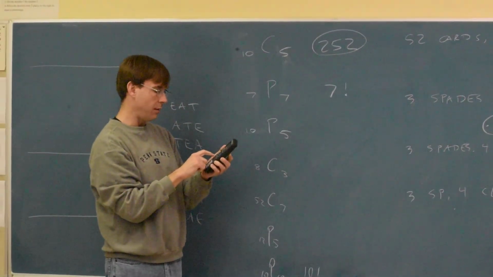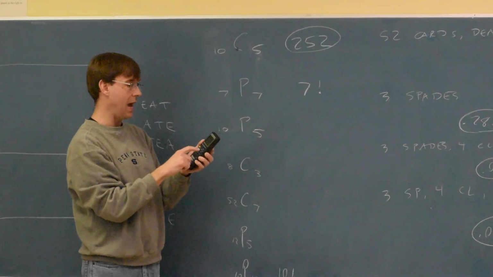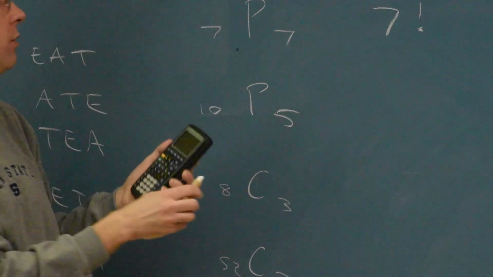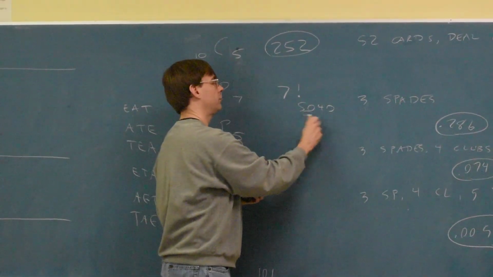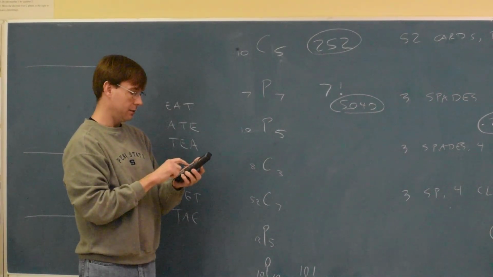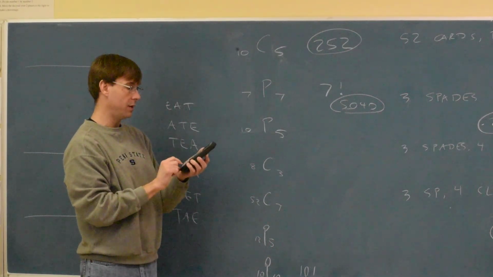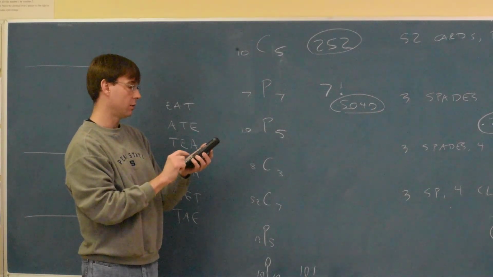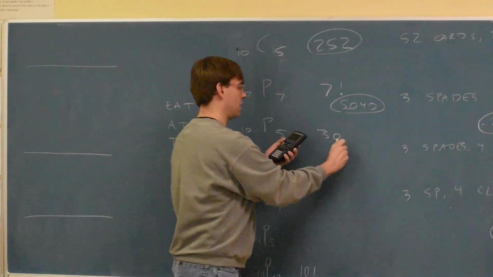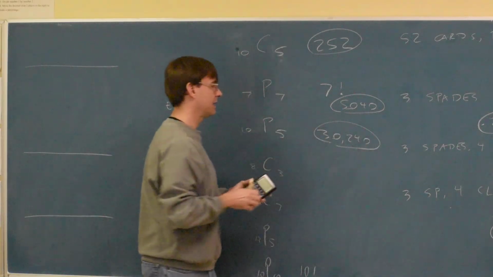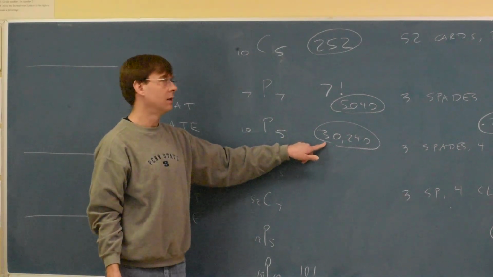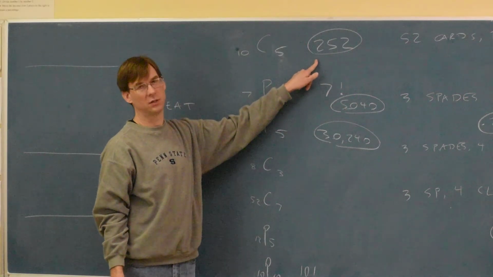7 factorial we've done before. You would do the 7, you would do math, you'd go over to the probability column, down to the 4th choice, factorial, and that is 5040. 10P5, we go 10, math button, over to probability, down to choice 2, NPR, and then do the 5, and that's 30,240. And as I mentioned earlier in the period, the P choice is usually big. The C choice, usually not so big.